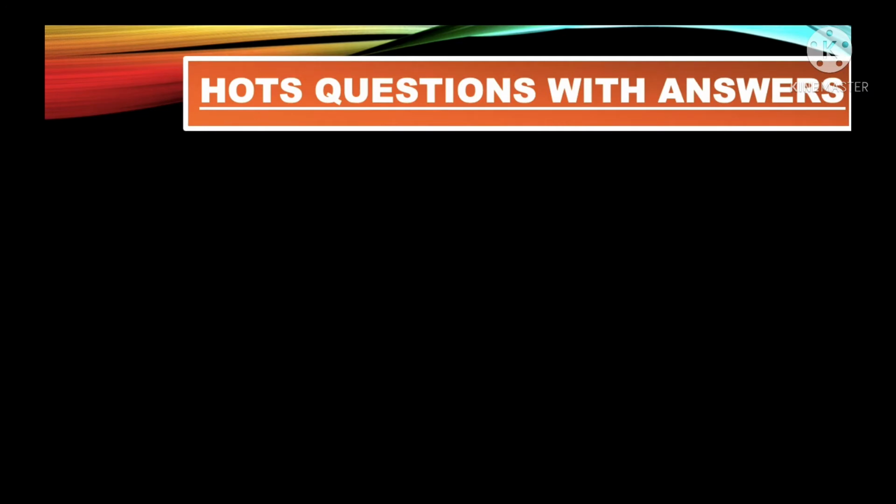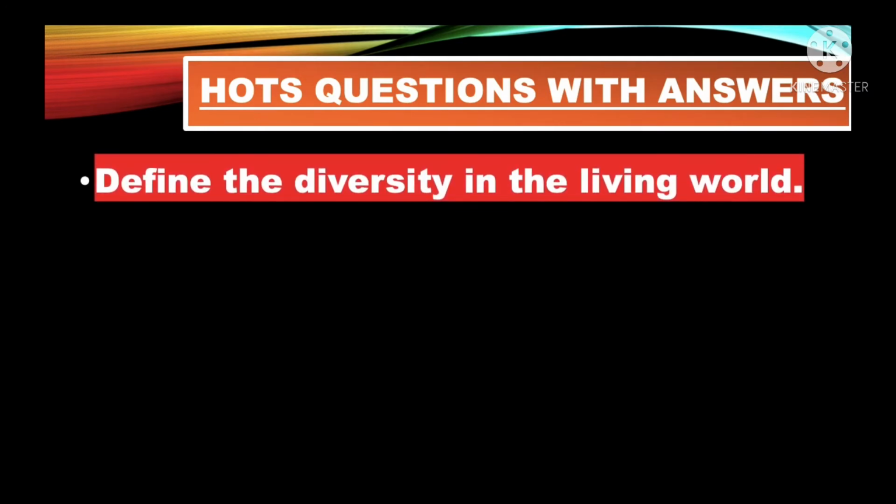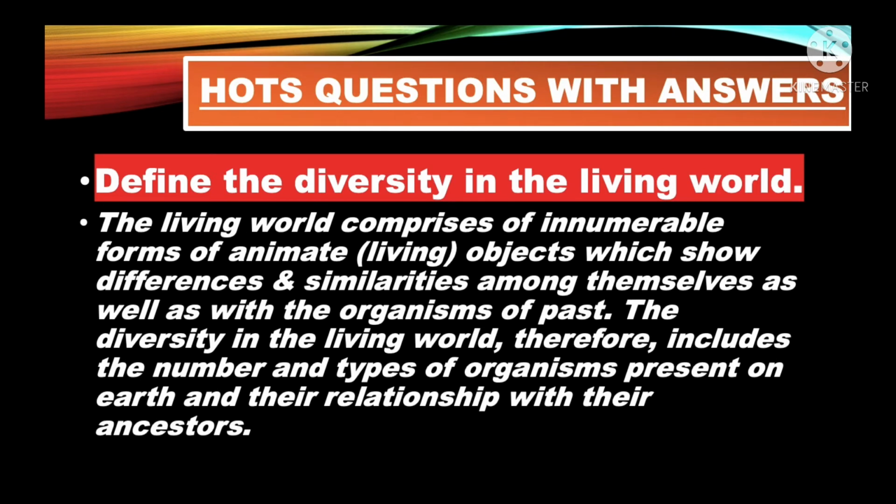Now, hot questions with answers. First one is define the diversity in the living world. The living world comprises innumerable forms of animate, that is, living objects which show differences and similarities among themselves as well as with the organisms of the past. The diversity in the living world therefore includes the number and types of organisms present on earth and the relationship with their ancestors.